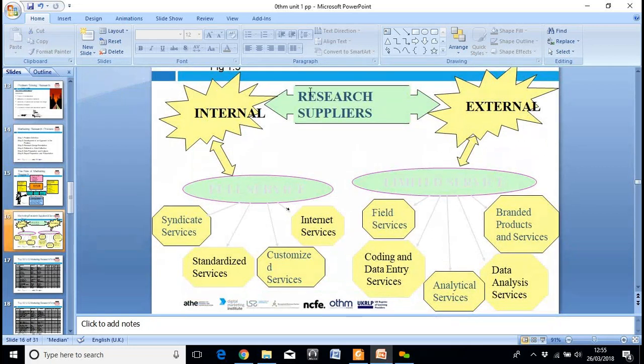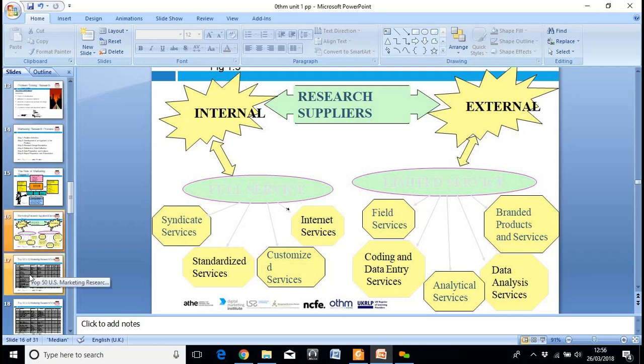So you're researching internal and external suppliers: syndicated services, standardized services, customized services, and internet services. Those are what you provide internally. Again, external is limited. So your coding and data entry service might be provided in-house nowadays, but a few years ago it would probably have been brought in by somebody who would do that for you. Branded products and services and data analysis services, those could be external, or suppliers of research would be external.